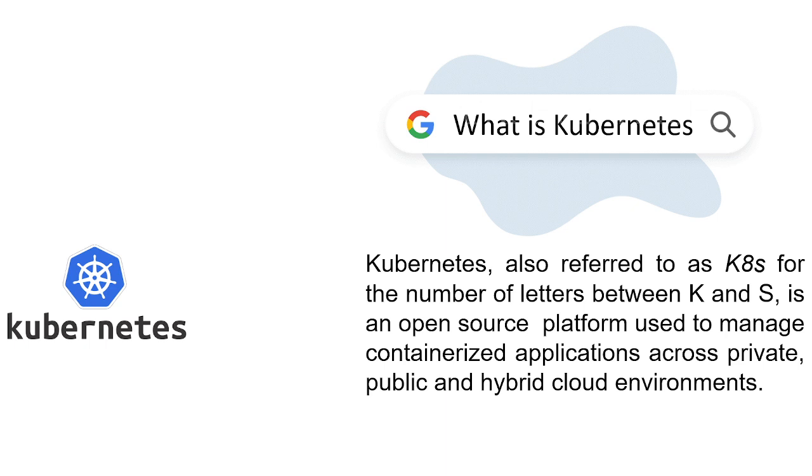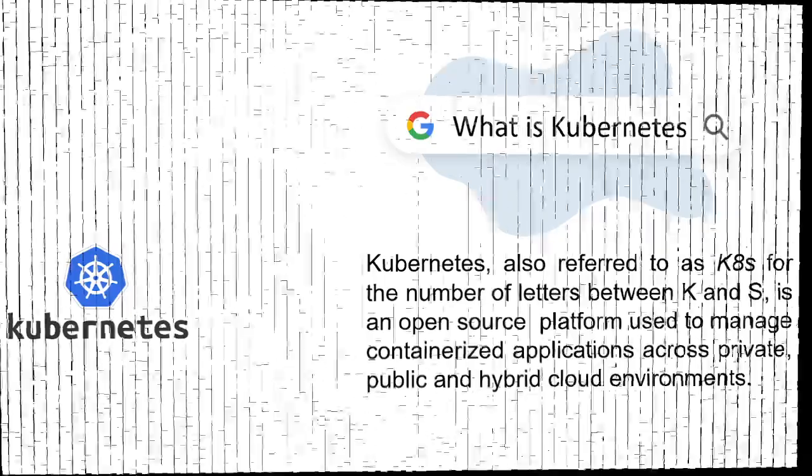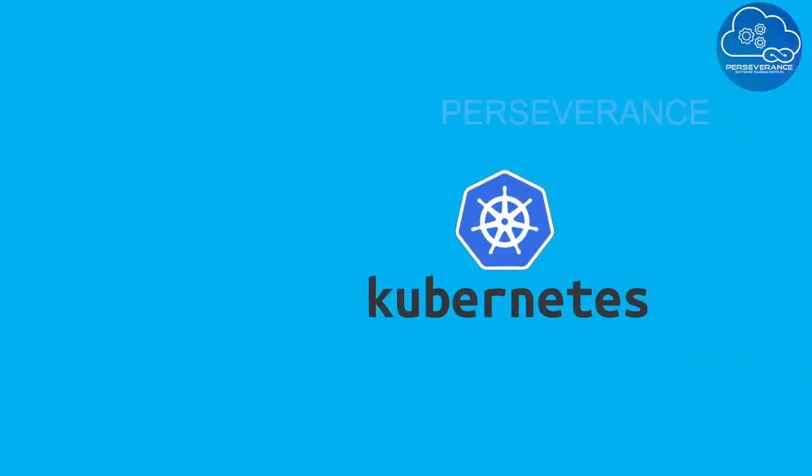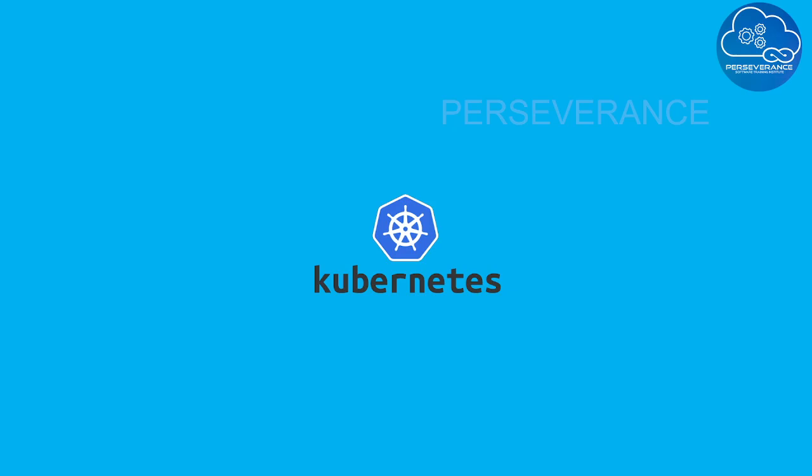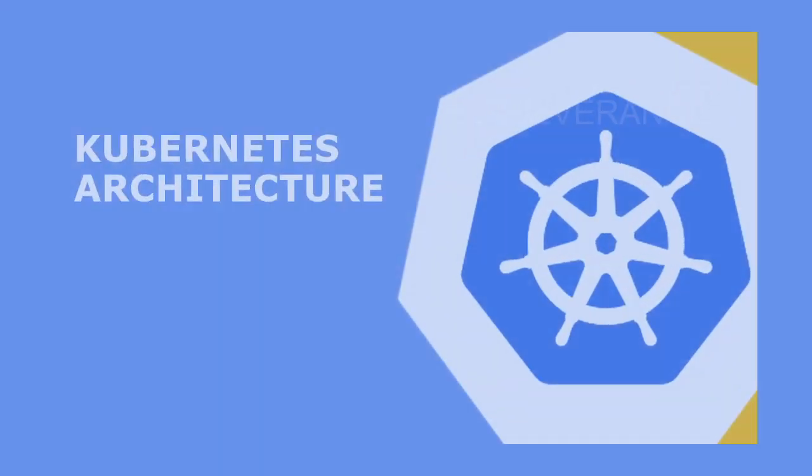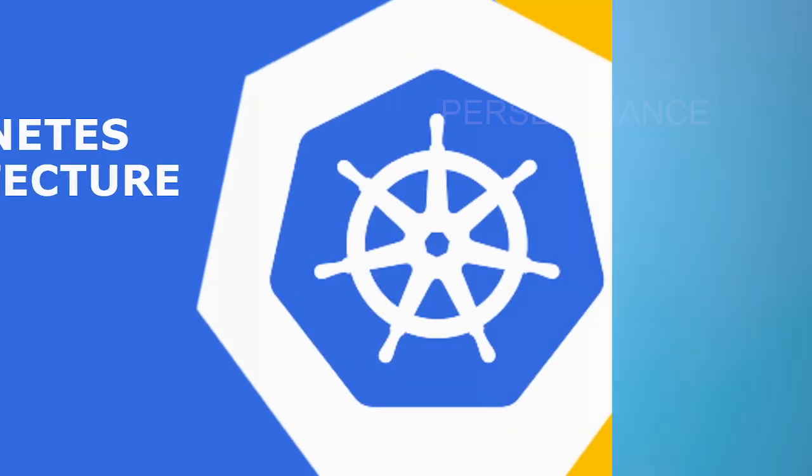Meaning, we can have Kubernetes utilized on any of the environments. It might be on-premise or any cloud environments or hybrid, anything as such. So let's deep dive into what is Kubernetes architecture. This video focuses on the architecture of Kubernetes, so let's go with the architecture now.